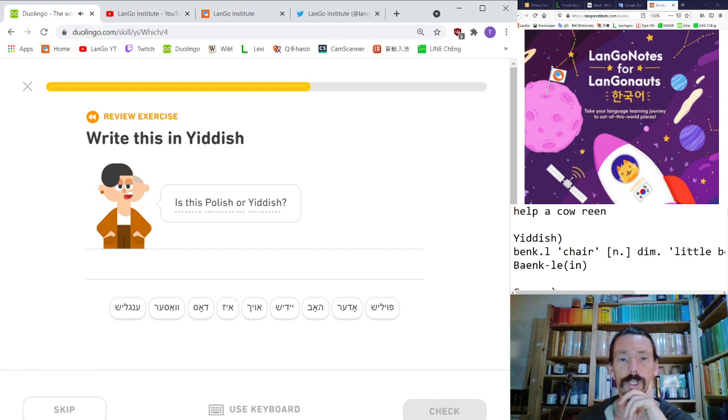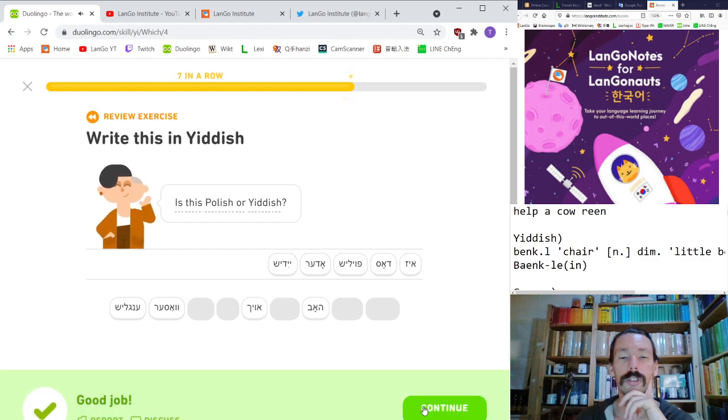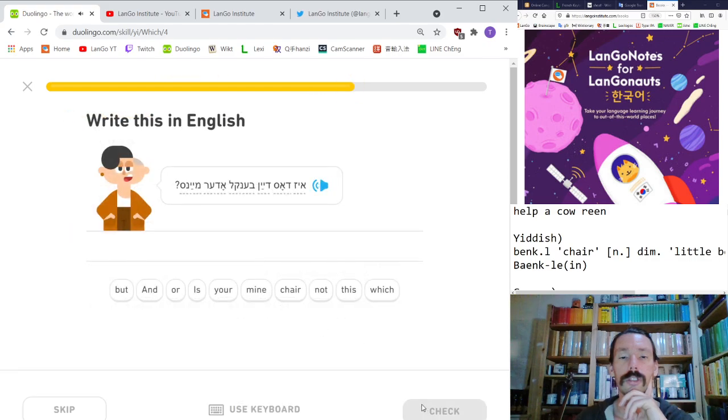Is this Polish or Yiddish? Ist das Polnisch? Ist das Polish? Polish oder Yiddish? Yiddish. Ist das dein Bänkel oder meins? Ist das dein Bänkel oder meins? Is this your chair or mine?